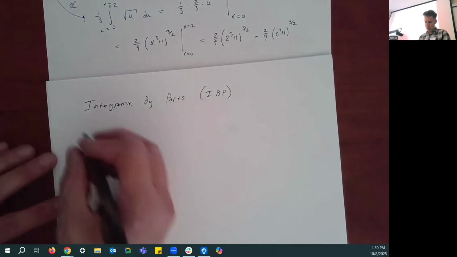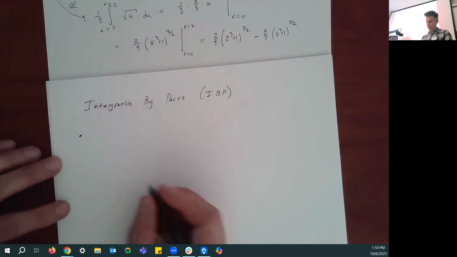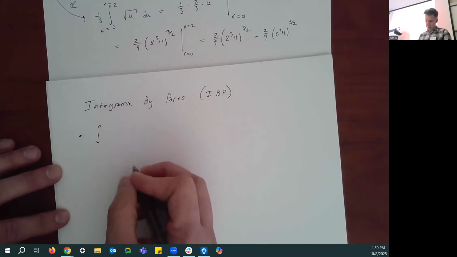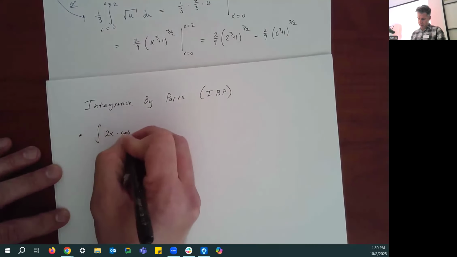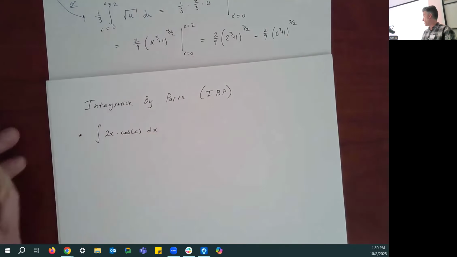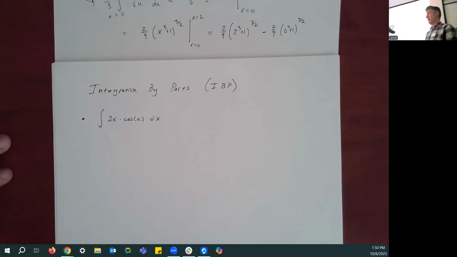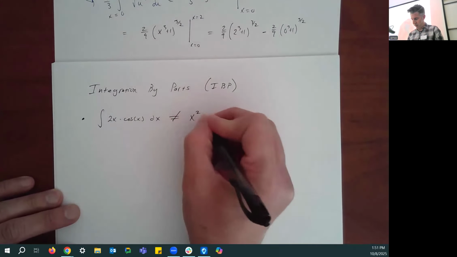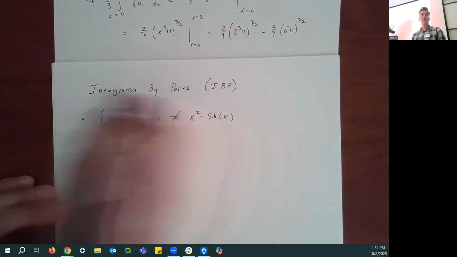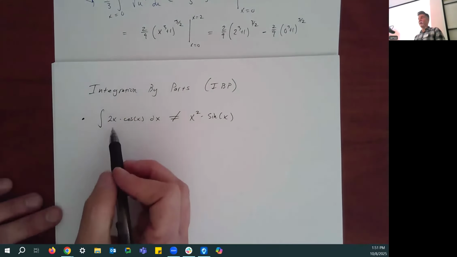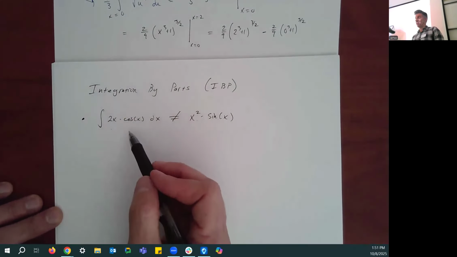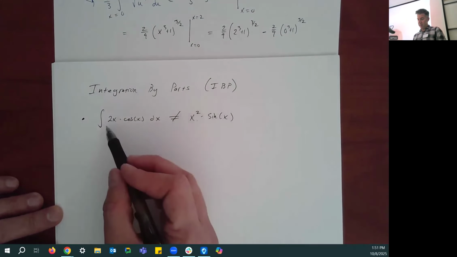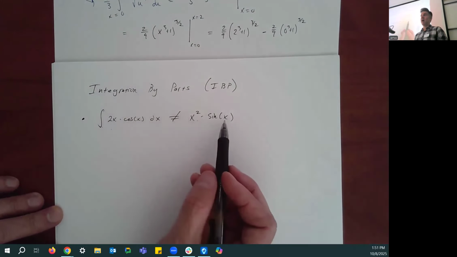Good question. So the idea is we would like to be able to integrate something like 2x times cosine of x. And the problem is you cannot just anti-differentiate the things multiplied together and multiply the results together. Or in other words, this is definitely not equal to x squared times sine of x, even though the antiderivative of 2x is x squared and the antiderivative of cosine x is sine x. Why is the integral of this not equal to this?